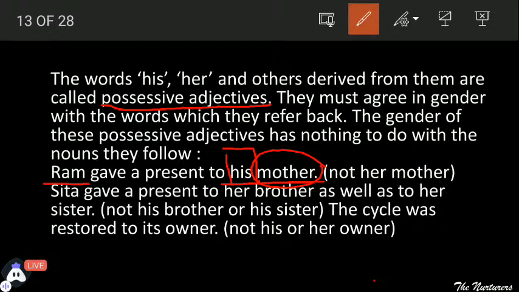Now Sita gave a present to her brother. Now, for brother we would be using what? His, him, he, etc. But Sita gave it to her brother, and Sita is what? Sita is of female gender. So we have used the pronoun her. So Sita gave a present to her brother as well as to her sister.